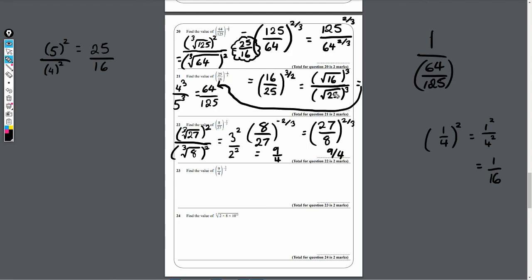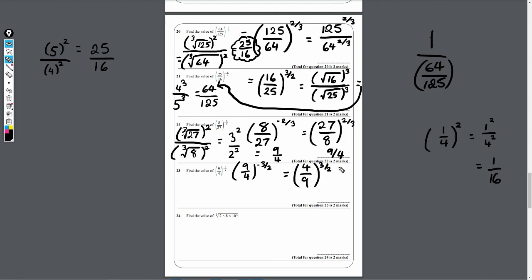So I know it looks like there's a lot of maths going on here, but seriously guys, once you've done a few of these, you'll find them quite easy. So hopefully you got 9 over 4. And if we work through the last one together, we've got 9 over 4 to the minus 3 over 2. So that's just the exact same as 4 over 9. Turn the power from negative to positive. Okay, to the 3 over 2.